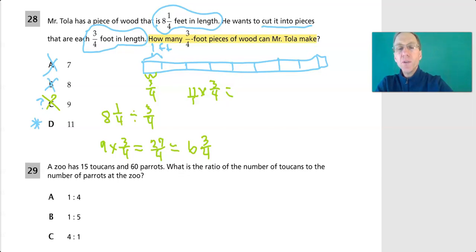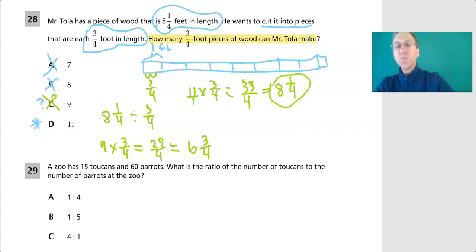This is just, you can think of this as 11 over 1. So you multiply the numerator, that's 33 over 4. Okay, 33 over 4. You can think, wait a minute, what times 4 is close to 33? Well, how about 8? 8 times 4 is 32, so 32 1/4. So you could make 11 3/4 boards, and you'd only use up 8 1/4.